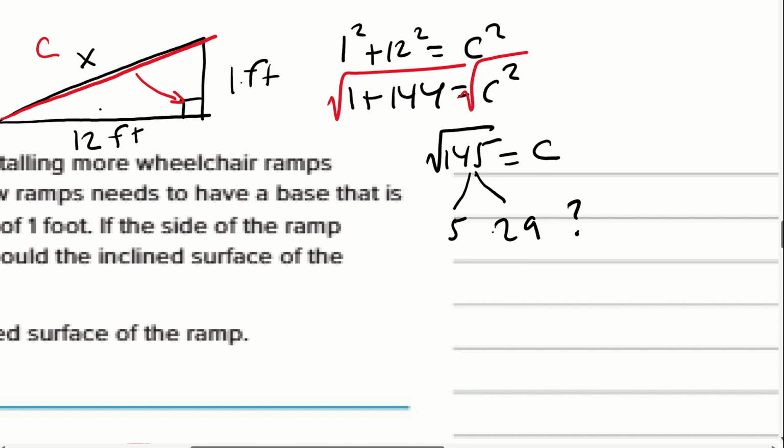There's no pairs here. So what can we pull out? Well, we can't pull out anything. And so we're left with just square root of 5 times 29. But if we multiply that, that just gives us that answer. Okay, so therefore, you cannot simplify this anymore. This is it. So this has to be the final answer.